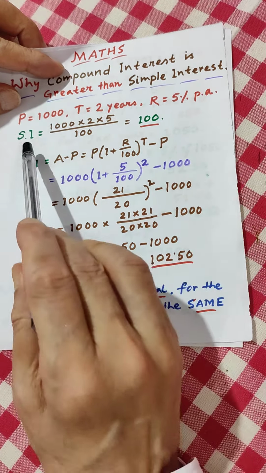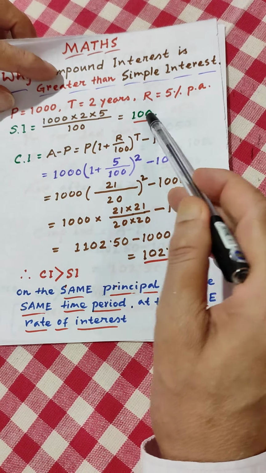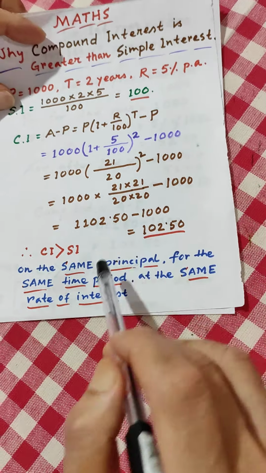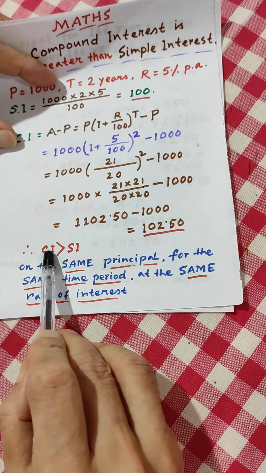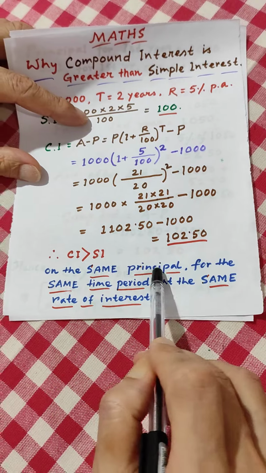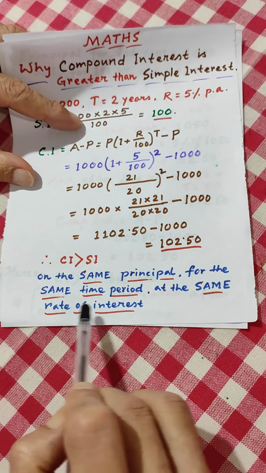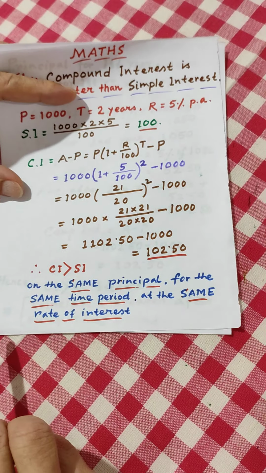So you see, comparing, compound interest is greater than simple interest of 100. Okay, so we come to this conclusion: compound interest is always greater than simple interest on the same principal, for the same time period and at the same rate of interest. Alright.